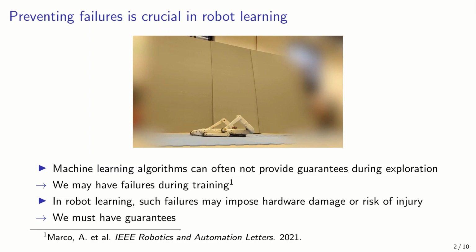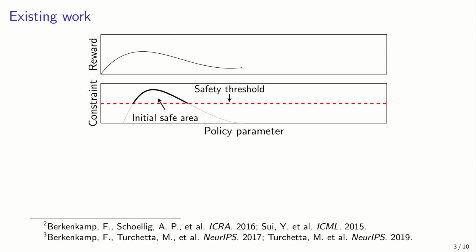And therefore, in general, if we want to use machine learning methods to optimize policies of robotic systems, we need to be able to provide safety guarantees. When using machine learning methods for robot control, we typically try to optimize the reward function that depends on policy parameters, and we also have constraints, and during all times we need to be able to guarantee that the constraint stays above some critical safety threshold.